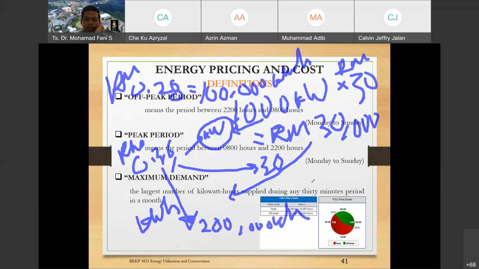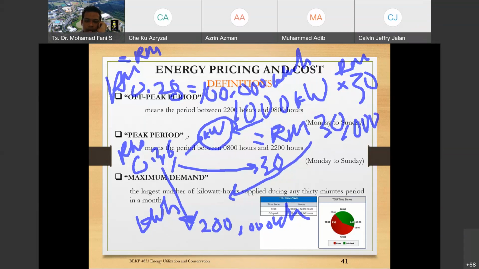So what is the total bill for this given example here? Okay, you can multiply 100 kilowatt hour with the price rate for the off peak. Okay, you can get in RM. So please get the RM for the off peak first, and then after that you can calculate the peak period price. And for the total price, please add all the price for the off peak, peak period, and for maximum demand. So three components that we have for this kind of the off peak and peak.